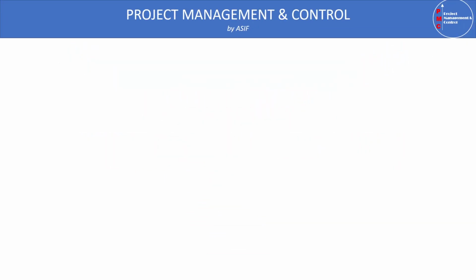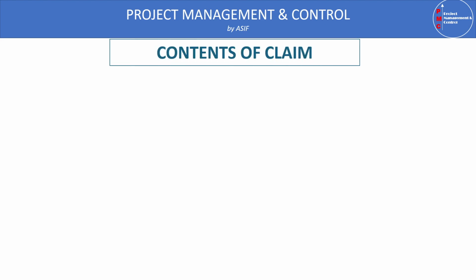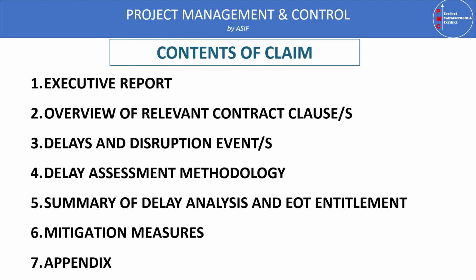In this video, I will explain what are the minimum contents of the extension of time claim. So, an extension of time claim minimum contains: number one, executive report. Number two, overview of relevant contract clauses. Number three, delay and disruption events. Number four, delay assessment methodology. Number five, summary of delay analysis and EOT entitlement. Number six, mitigation measures and appendices.